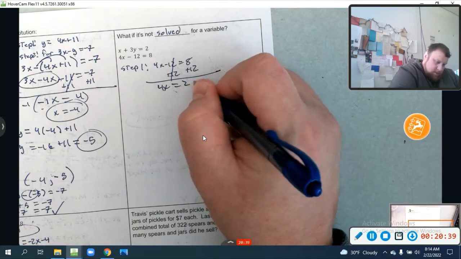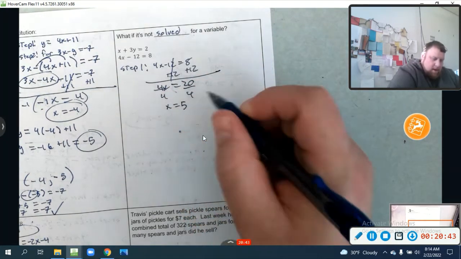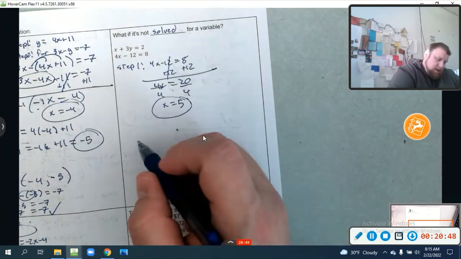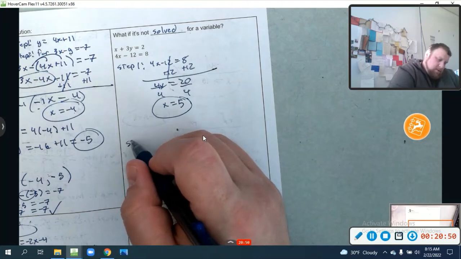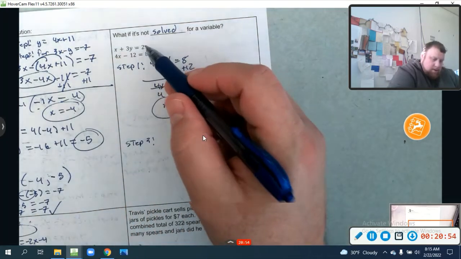4x equals 20. Divide both sides by 4, right? And we get that x equals 5. And then I've already solved for a variable, so I can go straight to step 3. Boom. And now I know I'm going to plug it into the top one.